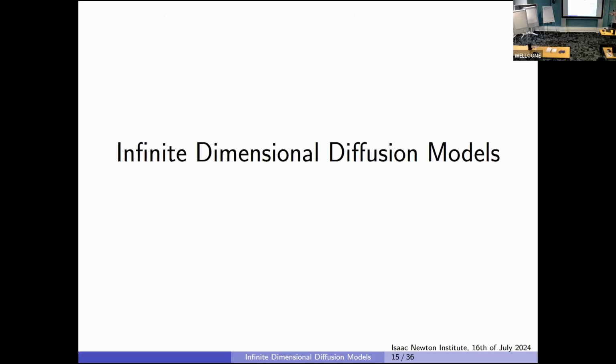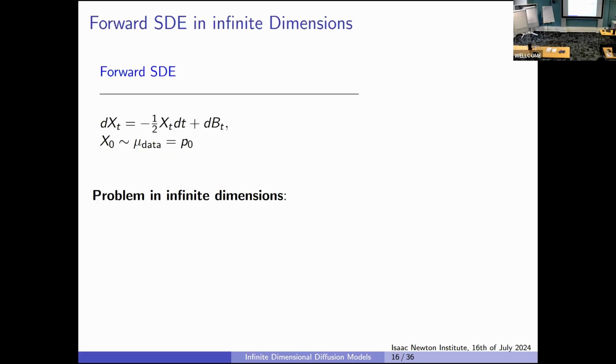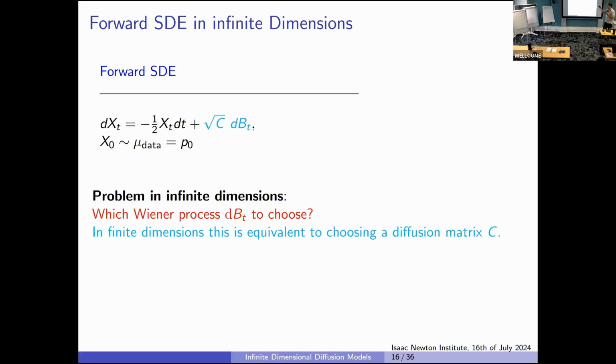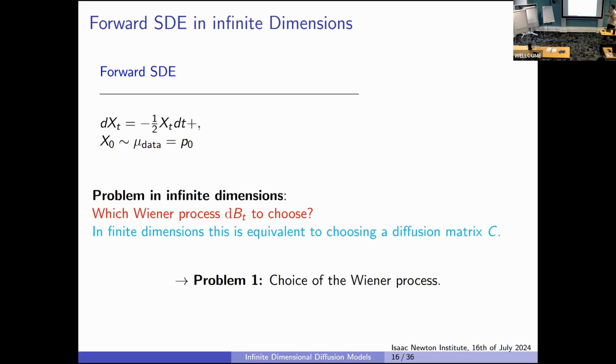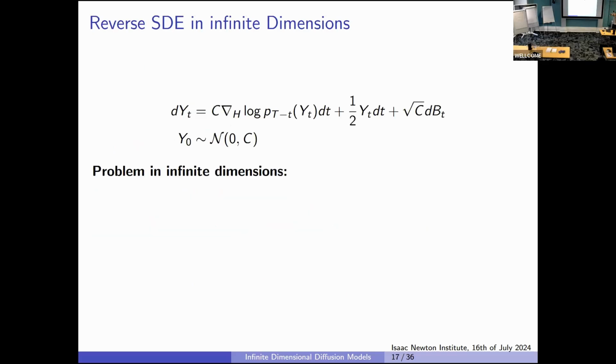Okay, and now we can actually talk about infinite dimensional diffusion models. So, let's look at the problems that appear. I hinted a lot on one of them already. In infinite dimensions with the normal diffusion model formulation, the first one would be: which Wiener process are we choosing here as the noising process? In finite dimensions, this is: what kind of covariance structure do we want for it? This is our problem one.